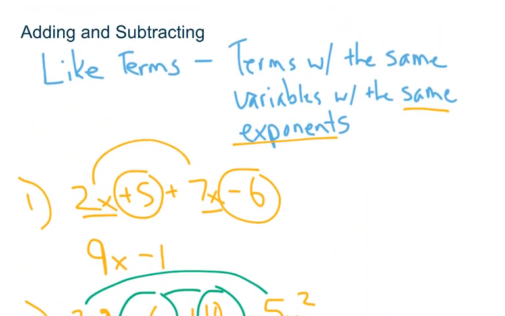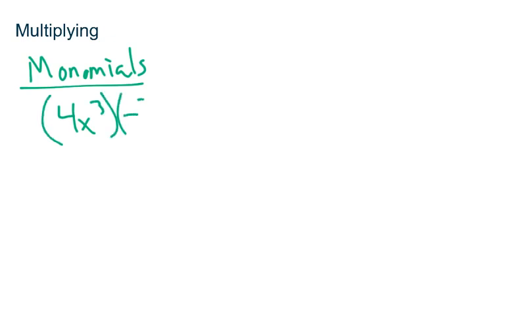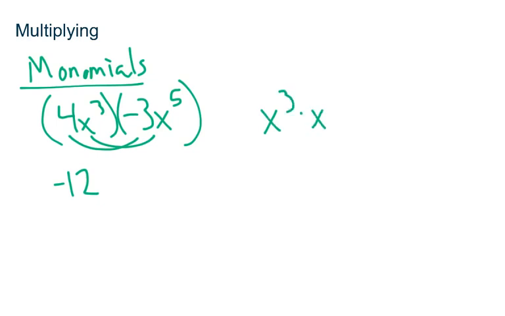It's all about identifying like terms and then combining them. Now multiplying can get a little more complicated. First of all, let's start off with just monomials. The way monomials work is that you'll go with numbers and numbers and variables and variables. So let's say we have something like 4x to the third times negative 3x to the fifth. Well, here I'm going to take my numbers and multiply those together. That'll give me negative 12. And then I'm going to take the variables and work with those as well. So I'll have x to the third times x to the fifth.